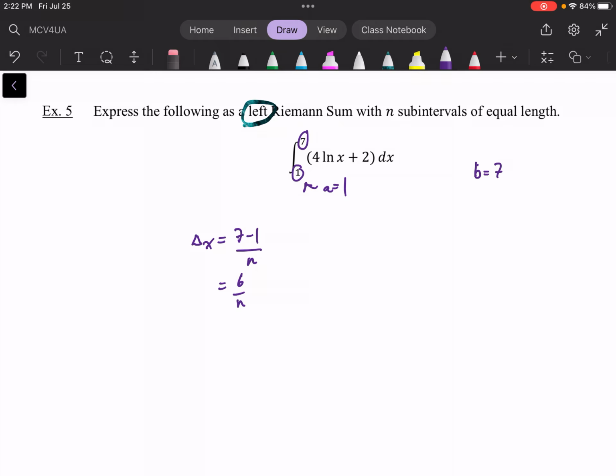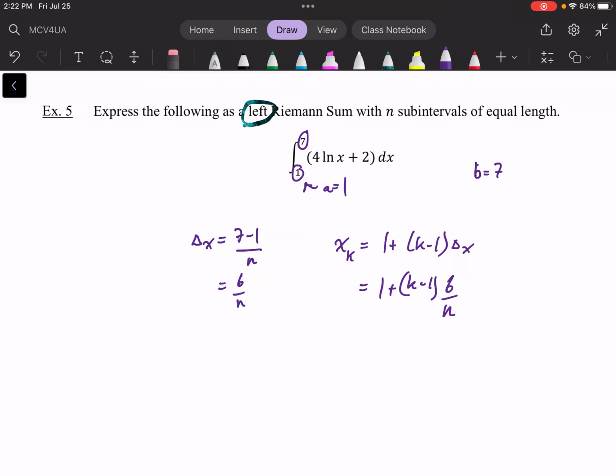That's how it's going to change based on that. So that means for every k, our x_k value is going to be 1 plus k minus 1 times our change in x values, or 1 plus k minus 1 times 6 over n, if you want to write it like that.